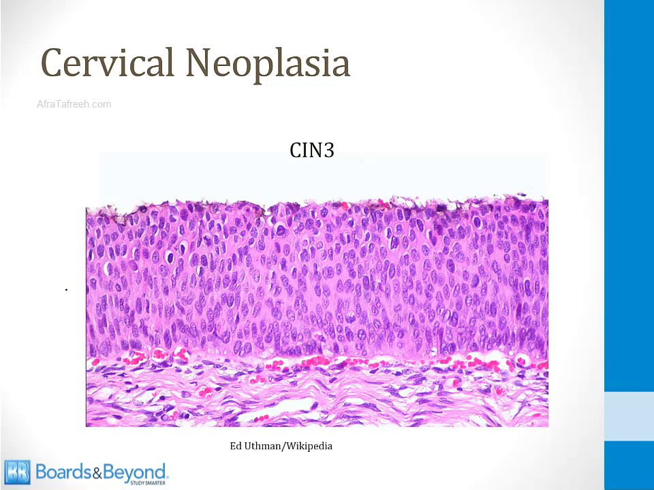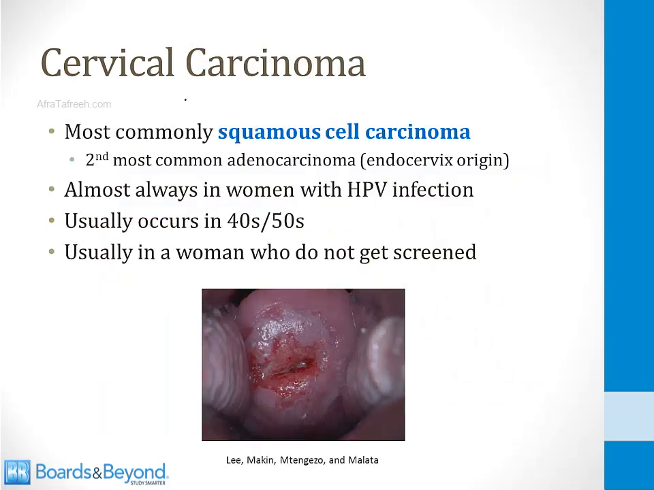It's unlikely on your boards they'll ask you to call lesions CIN1, 2, or 3. That's something that's usually on pathology board exams. You should just be familiar with the general idea here. If CIN lesions go undetected and untreated, they can progress to develop into cervical carcinoma.